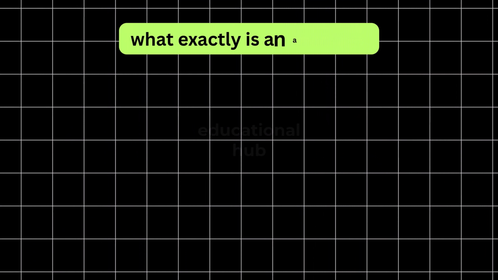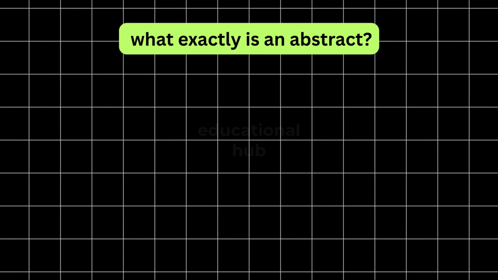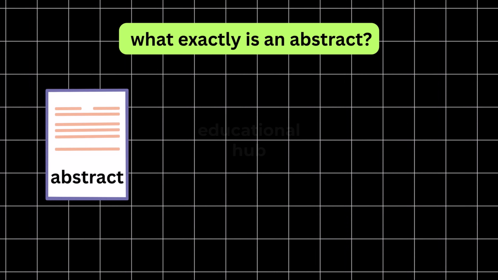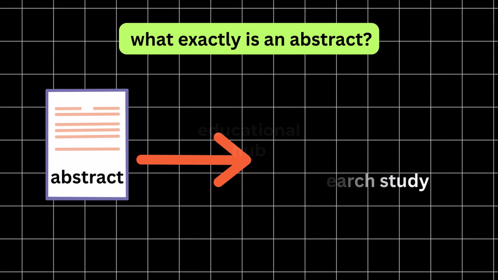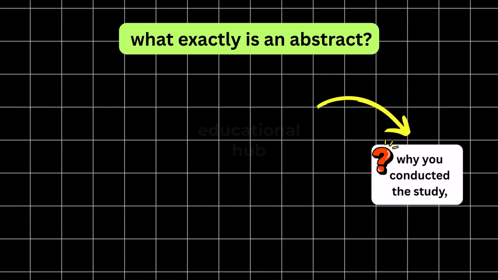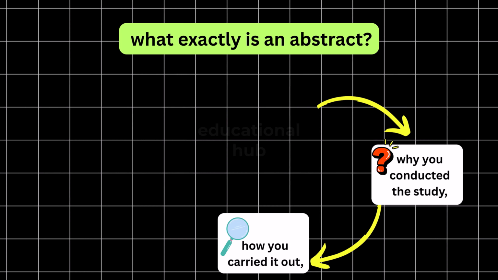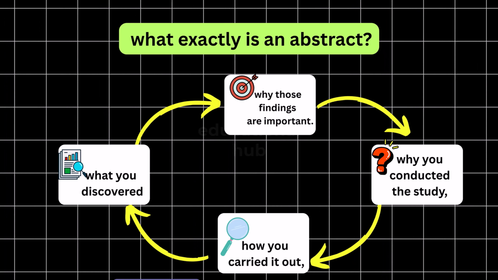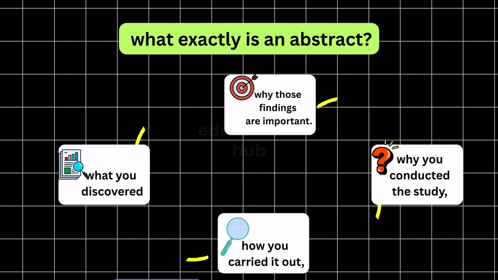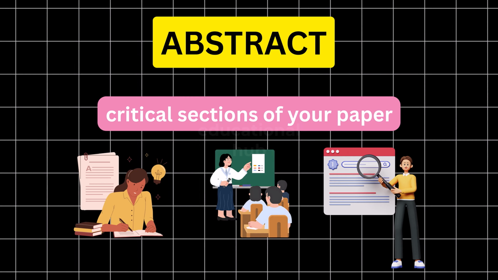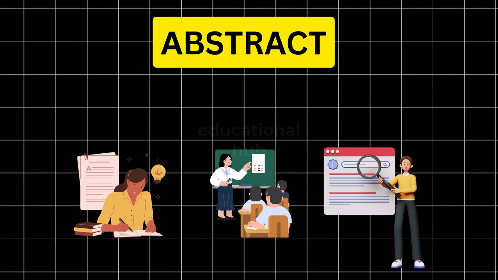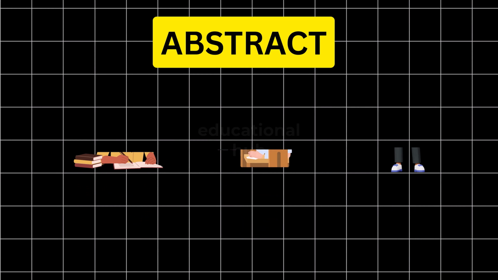First, what exactly is an abstract? An abstract is a brief summary of your entire research study. It provides readers with a quick overview of why you conducted the study, how you carried it out, what you discovered, and why those findings are important. It is one of the most critical sections of your paper because journal editors, conference reviewers, and researchers often decide whether to read the full paper based on the abstract alone.